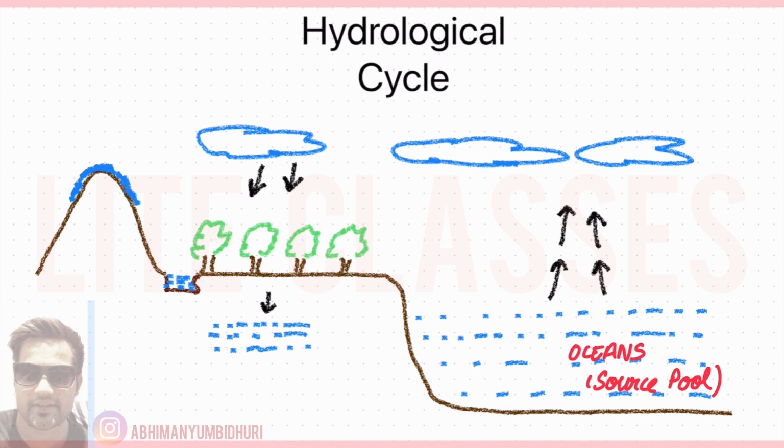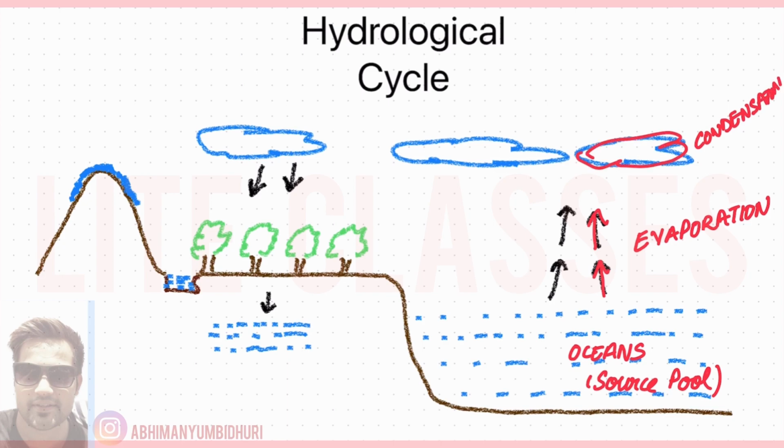The first component of the hydrological cycle is evaporation. Water from the surface turns into water vapor and rises into the atmosphere. The sun's heat provides energy for evaporation. The second component is condensation. As the water vapor rises and cools, it transforms back into tiny water droplets, forming clouds.